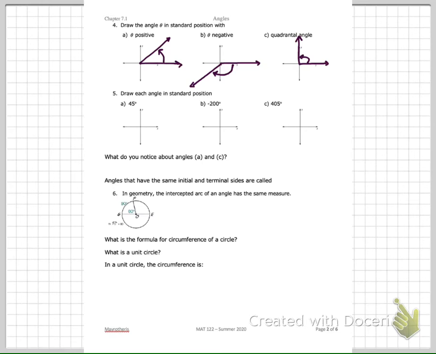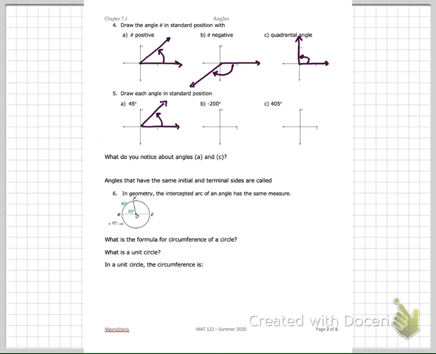So now we're going to work a little with actual degree measures. If we want a 45-degree angle, again, here is our initial side. 45 is halfway between 0 and 90. Again, we're going to show the direction, positive 45 degrees. B, we have got a negative 200-degree angle.